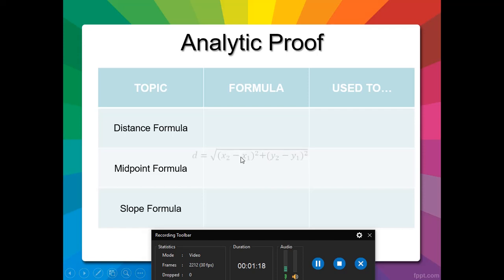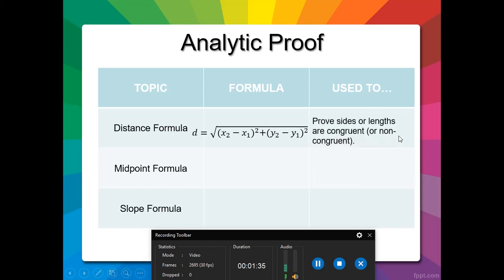So just to review the distance formula, we have the difference in the y's squared, the difference in the x's squared, and that whole answer is square rooted. Remember, an exact answer is left in simplest radical form. We're going to use this formula to prove that we have sides or lengths that are congruent, and it also works if you're trying to prove that things are not congruent, because clearly we'll be able to make a comparison.